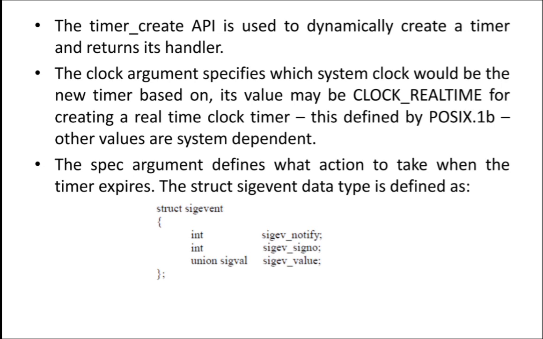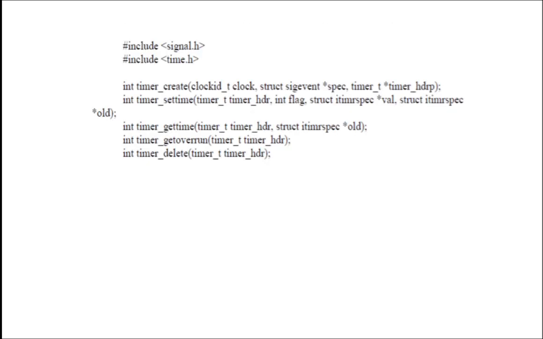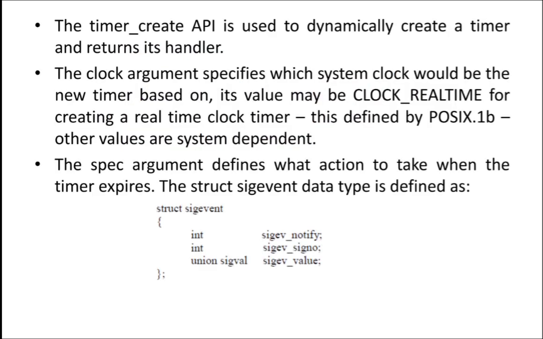Next, what is the third argument? The spec argument. The spec argument defines what action to take when the timer expires. Obviously, when the particular interval of time expires, for example, if a time is between 1 to 5 seconds, after the 5 seconds, you need to take some action, right? Like that, the specification argument defines what action to take when the timer expires.